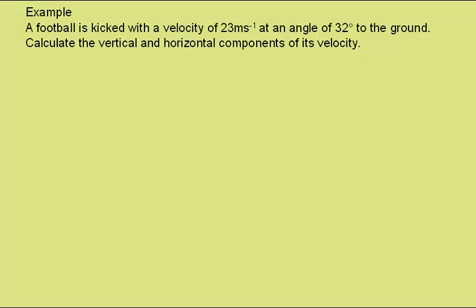Let's just look at a simple example. A football is kicked with a velocity of 23 meters per second at an angle of 32 degrees to the ground. Calculate the vertical and horizontal components of its velocity. Well, a diagram is essential for a problem like this, and try to draw it roughly to scale. It just helps you visualize the problem and also gives you a quick check of accuracy at the end.